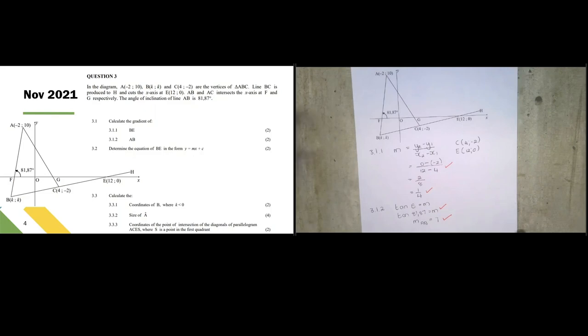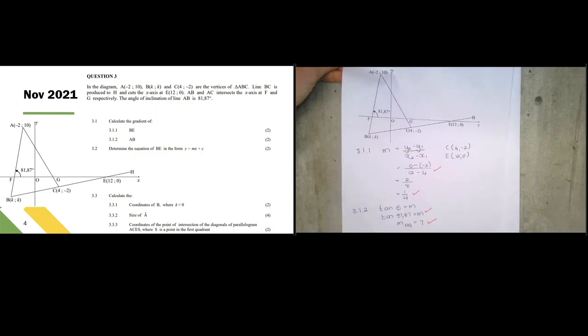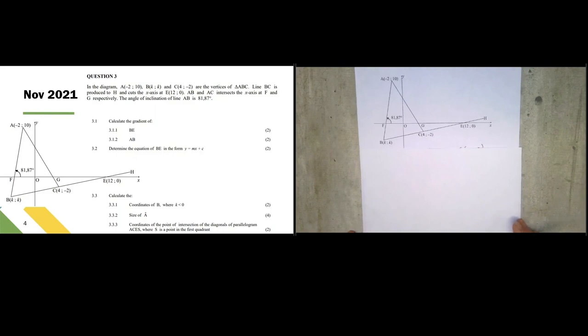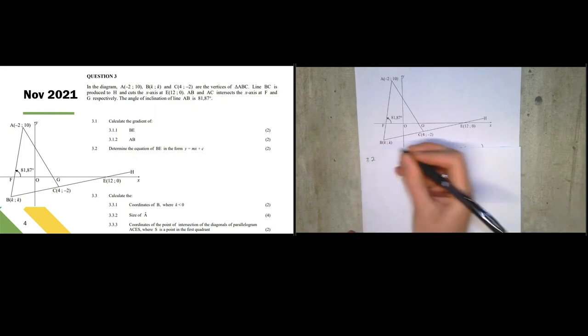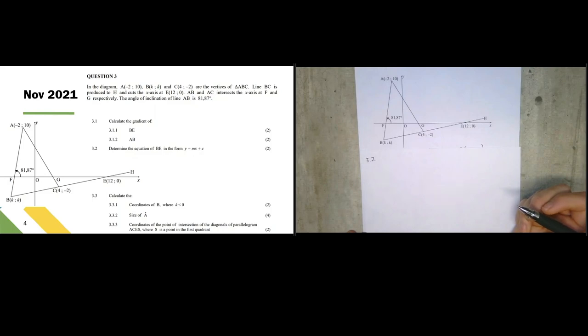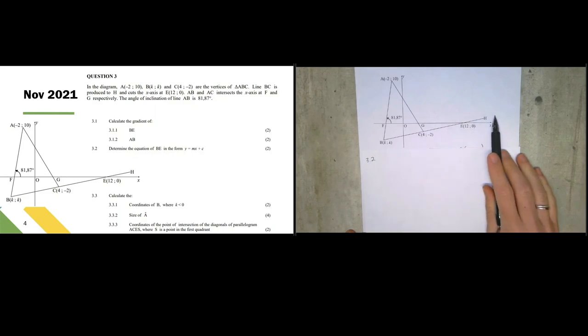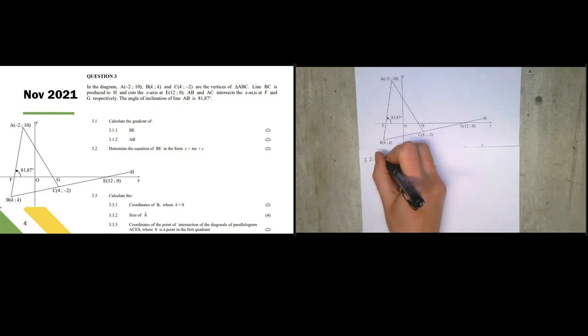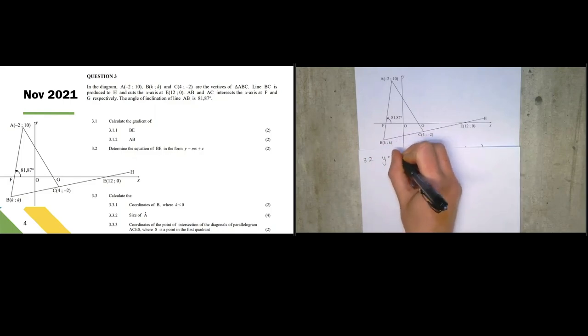Question 3.2. In question 3.2, they're asking me to determine the equation of line BE in the form y equals mx plus c. So they want the equation of the straight line. Please go look back at what they've made us calculate already. They've already asked me in the first question to get the gradient of that line. We calculated the gradient was a quarter. So I already know the gradient. So y is equal to a quarter x plus c.